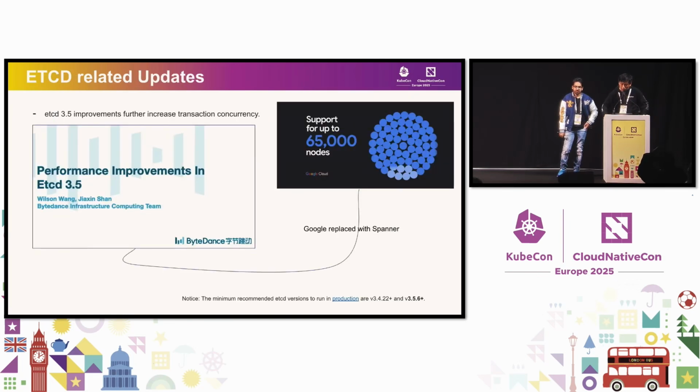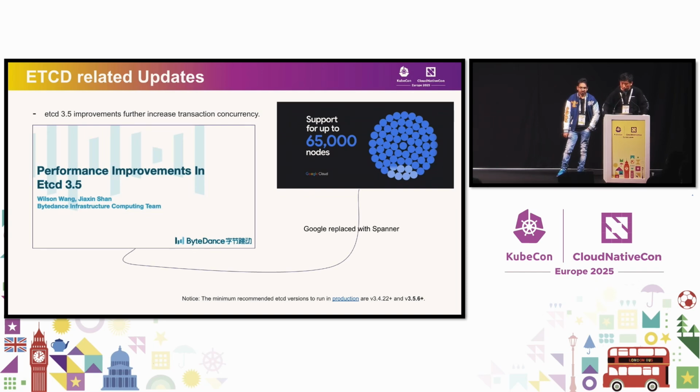This is about etcd. For the native etcd, there are some improvements, especially in 3.5. Wilson and Justin have a video about the performance changes of etcd in this version, and you should take care that there's a minimum recommended etcd version for 3.5. You should use the patch after 6 because there are some critical issues.